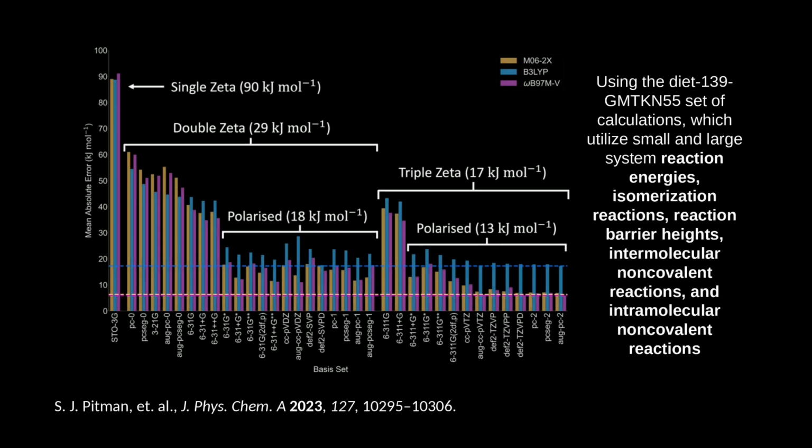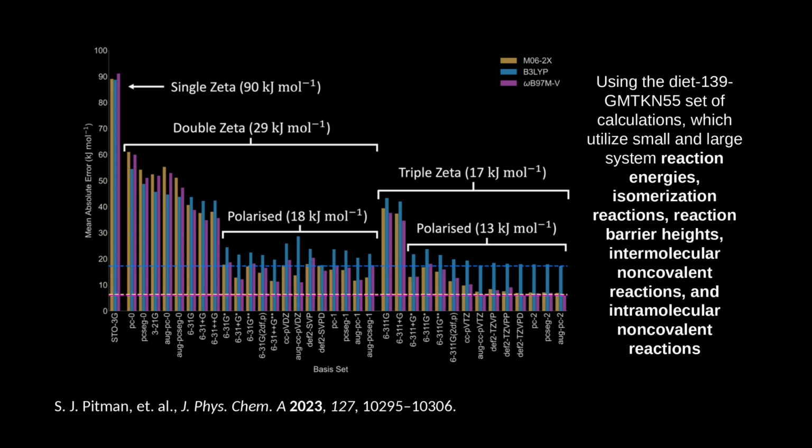In a paper published by Pittman et al. in the Journal of Physical Chemistry A in 2023, they performed a benchmarking of a range of calculations that include reaction energies, isomerization reactions, reaction barrier heights, intermolecular noncovalent reactions, and intramolecular noncovalent reactions. They found that the addition of polarization functions greatly improves the accuracy of the results.